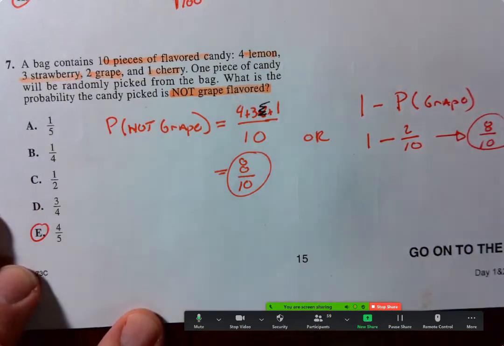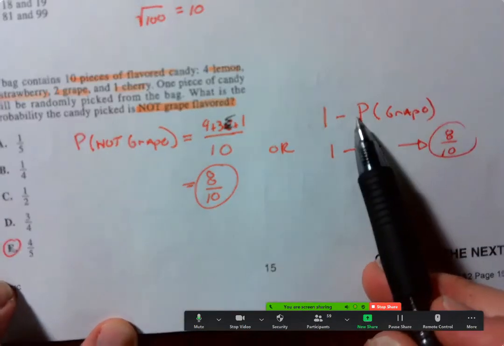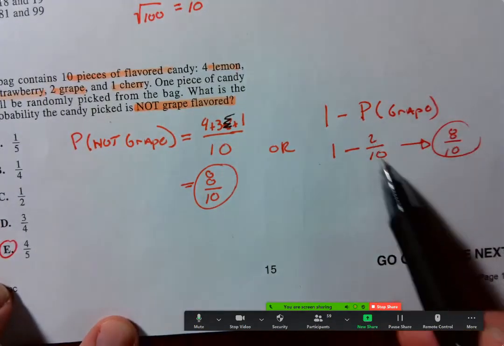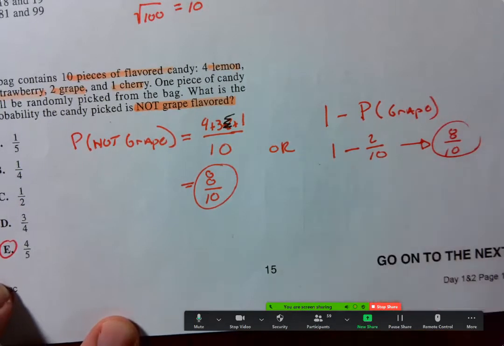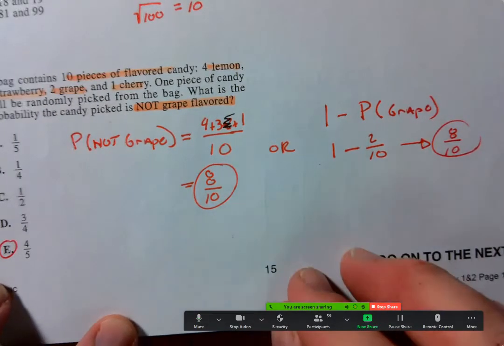The other way is to do 1 minus the probability of grape, and grape is 2 out of 10, right? So do 1 minus 2/10 gives me 8/10. Cool. So that's number 7.